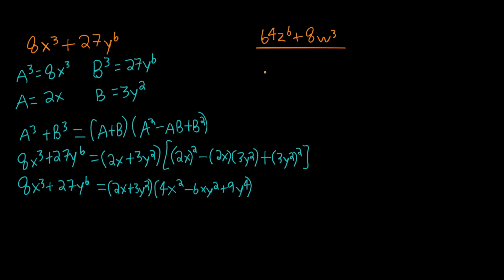All right, so same principle as before. I'm going to try to take up a little bit less space this time if possible. So we have a cubed is equal to 64z to the power of 6. We take the cube root of both sides, which is going to give me that a is equal to 4z squared. And now we have b cubed is equal to 8w cubed. I take the cube root of both sides. That gives me b is equal to 2w.